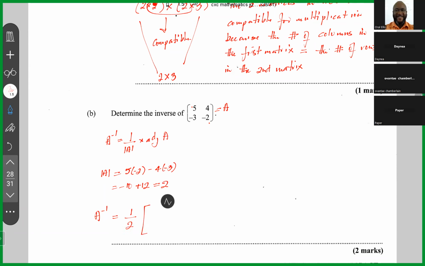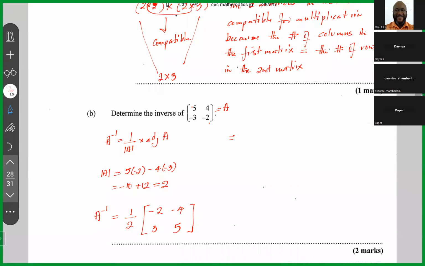Now to get the adjoint matrix, you're going to what? Switch around the leading diagonal elements. That's the 5 and the minus 2. You switch those around. Now the other two elements stay where they are, but their signs change to minus 4 and positive 3.